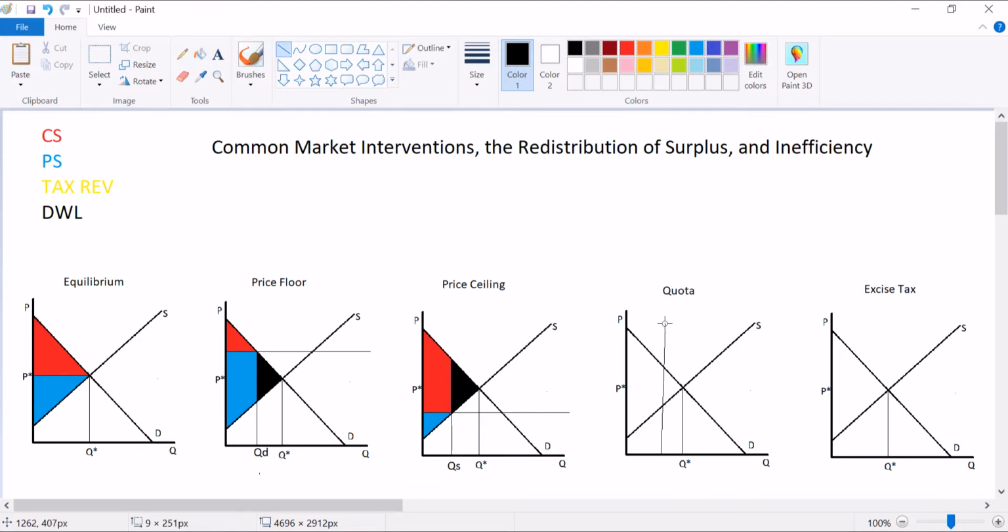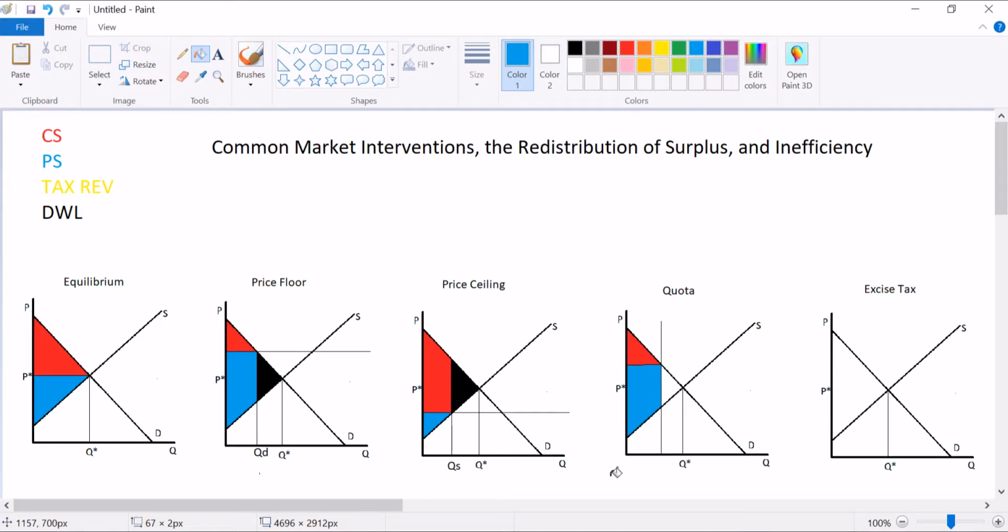Quotas. A quota is when you fix your quantity of a good and it cannot exceed a certain amount. Now, when we fix the quantity to some lower quantity, we usually assume that means that the price is going to rise up to the demand curve. And what does this do to surpluses in our market? Well, this is actually going to look a lot like the price floor, because quotas, like price floors, are often intended to benefit the sellers.